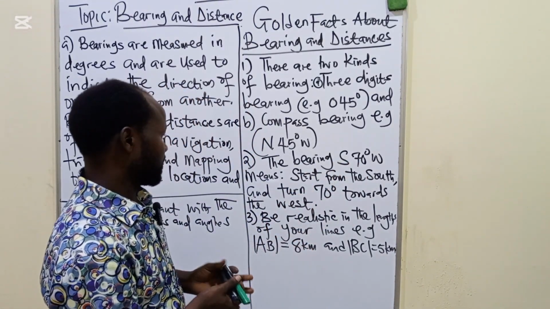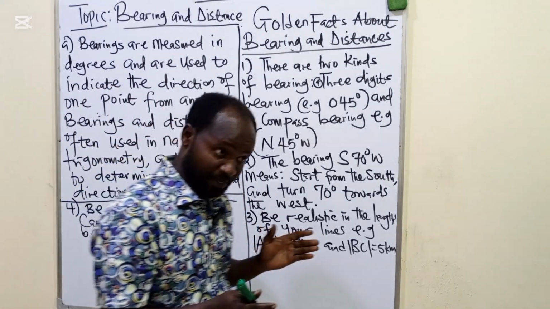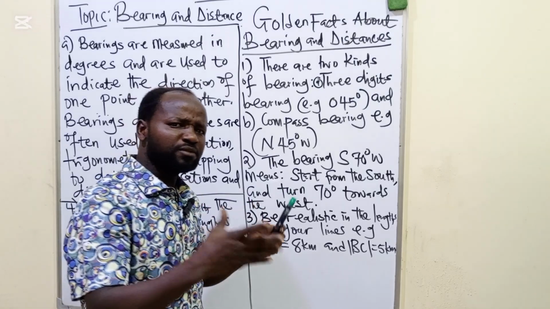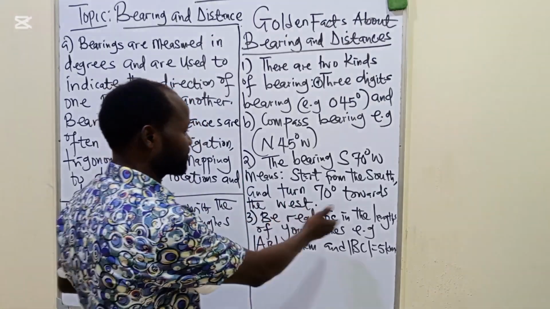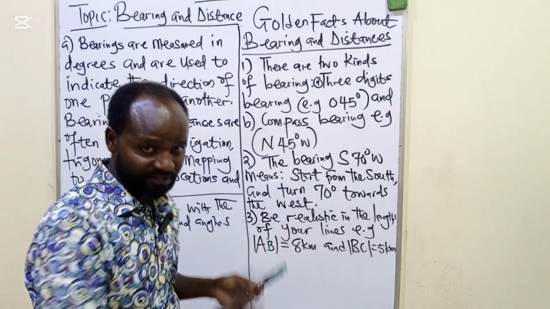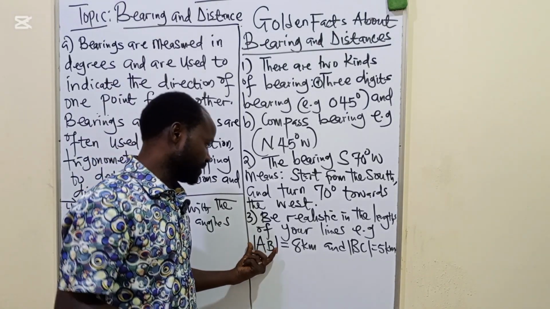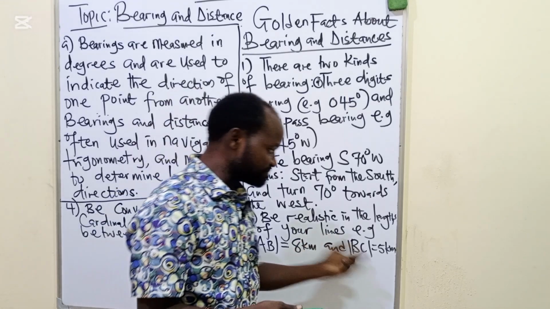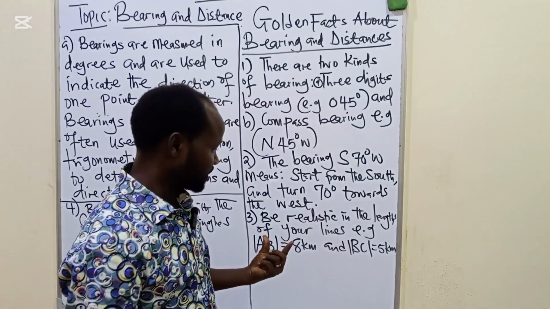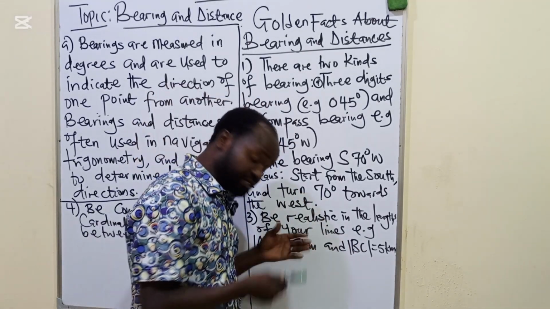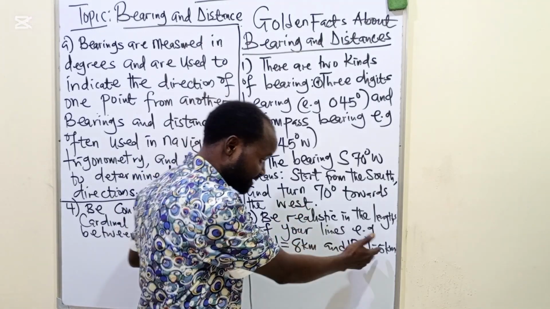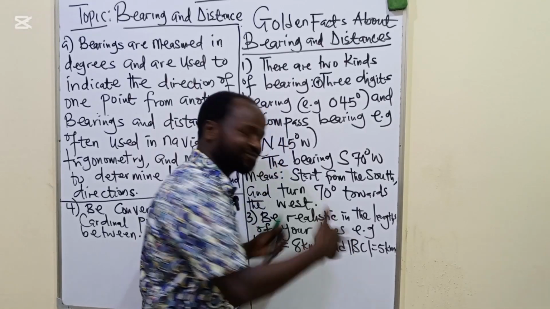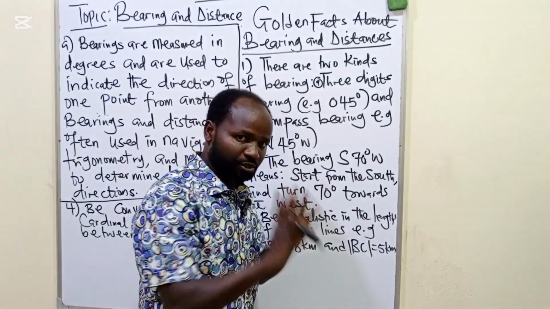The number three golden fact of bearing: when you are drawing or interpreting bearing, you have to be realistic in the length of your lines. E.g., like what I have here, if length AB is 8 kilometers and length BC is 5 kilometers, it means this 8 kilometers in real life is longer than 5 kilometers. So if you have to draw a line, this 8 kilometers has to be longer than 5 kilometers.